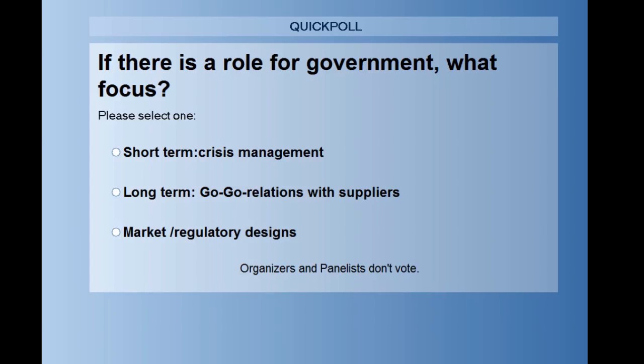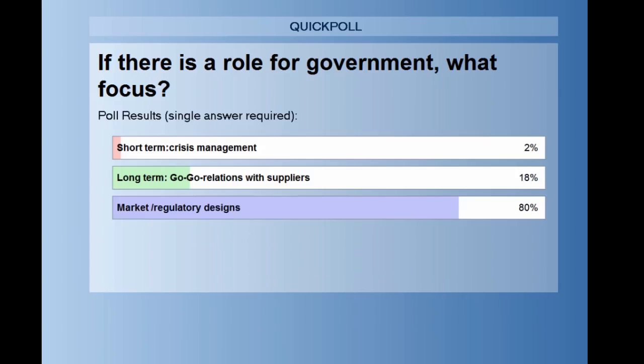Percent, 80%. Yes, very good. Within 30 seconds, almost 90%. I close and I'll share the results. And here they are. And this is nice.